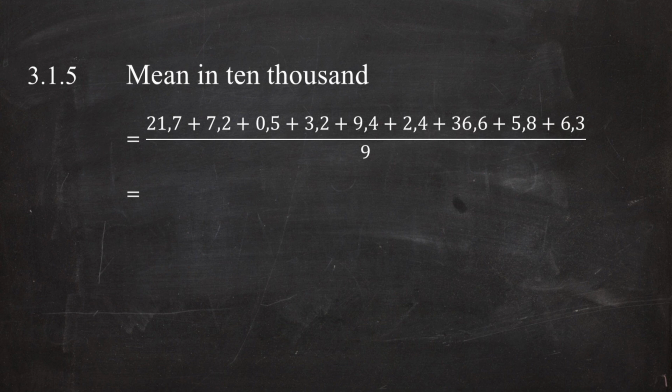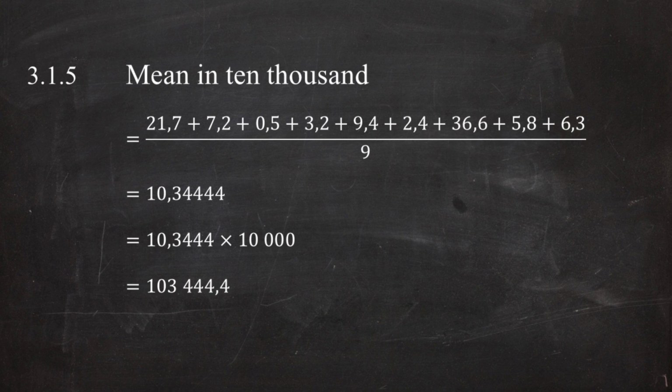And this will give us a mean number of people in the work from home category for South Africa in the last quarter of 2020 of 10,34444. This value must now be multiplied by 10,000 to give us an actual mean value of 103,444,4.